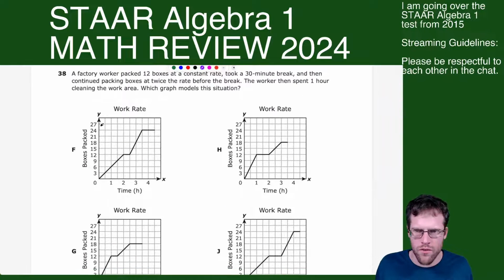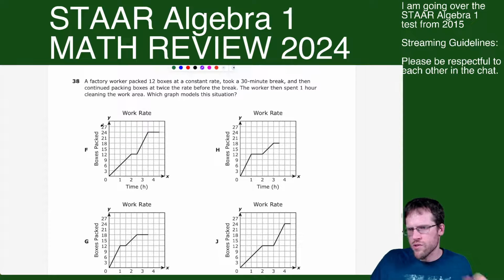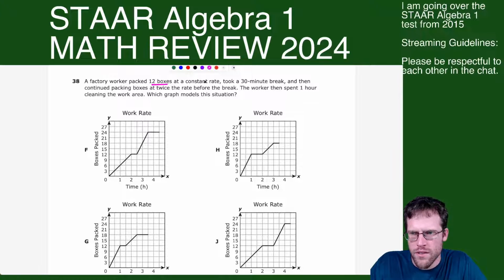All right, this one, the graph tells a story. So let's see what story it's telling. A factory worker packed 12 boxes at a constant rate. So constant rate means it's linear. Then they took a 30-minute break. So if they're not packing any boxes during their break, that means we're going to have a 0 slope or a horizontal segment.